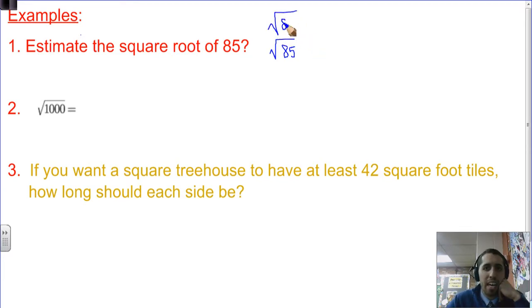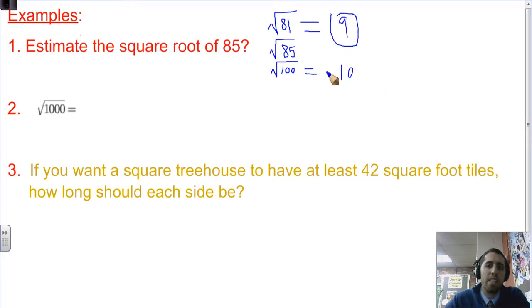I know that 9 times itself equals 81, and then what's bigger than 85 that's a perfect square? That'd be 10 times itself, which is 100. So I know that the square root of 85 is between 9 and 10. And it's probably closer to 9.